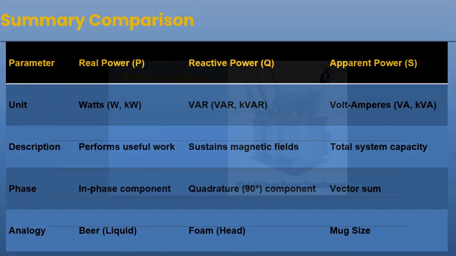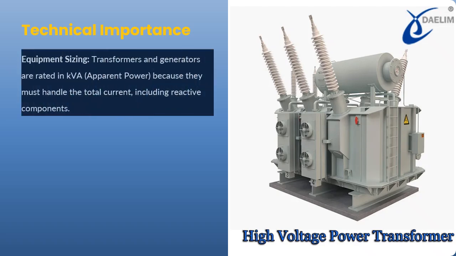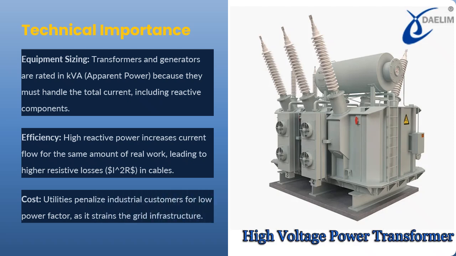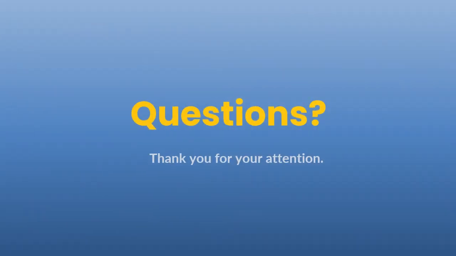Technical importance. Understanding these three powers has significant technical and financial implications. Electrical equipment must be sized based on apparent power, kVA, to handle the total current. A poor power factor increases current flow unnecessarily, leading to higher I squared R resistive losses in transmission cables. And finally, many utilities penalize industrial customers for low power factor due to the increased strain it puts on the grid infrastructure. Questions. That concludes our overview of real, reactive, and apparent power.